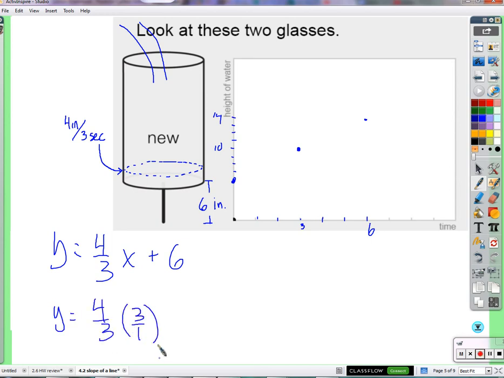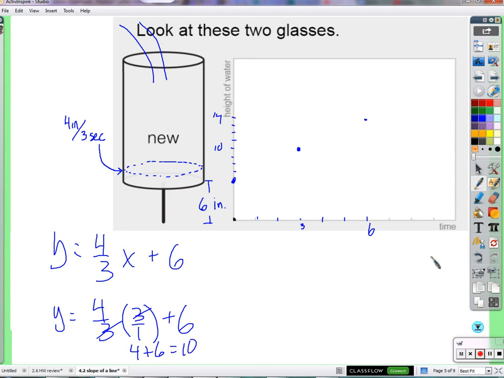After 3 seconds, how many inches should be added on? 4 inches. 4 more inches, right? We should be at 10 inches. But what's 4/3 times 3 over 1? 12 over 3. Okay, what's 12 divided by 3? 4. And remember, 3 divides 3, it just leaves a 1, right? So that's 4. 4 plus 6? 10.